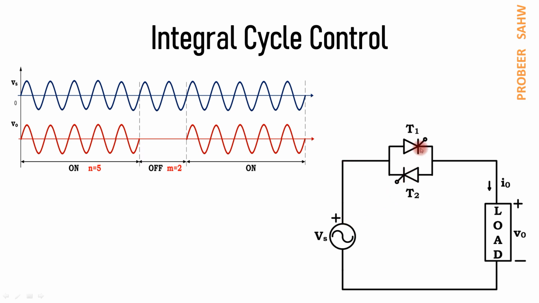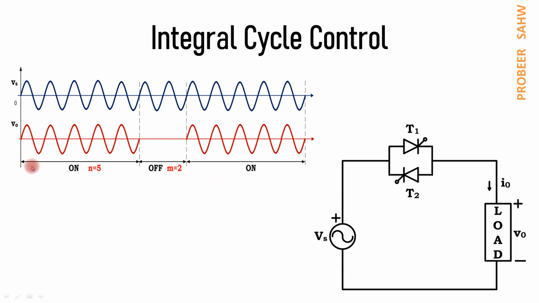So alternately, we fire thyristors T1 and T2. For the positive half cycle, thyristor T1 will be fired. For negative half cycles, thyristor T2 will be fired. So we can have as many cycles in the output as required. For example, in this case, n is equal to 5, so output will be obtained for 5 cycles, and alternately thyristors T1 and T2 will be fired: T1, T2, T1, T2, T1, T2, T1, T2, T1 and T2. For the next 2 cycles, we keep the supply off. So this is integral cycle control of AC voltage controllers.